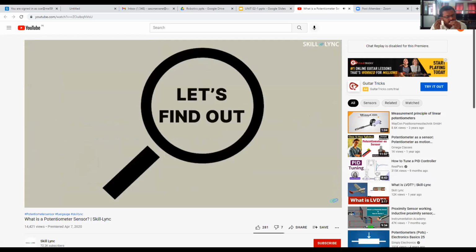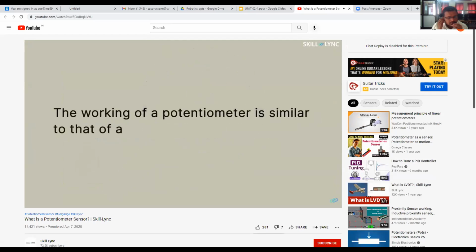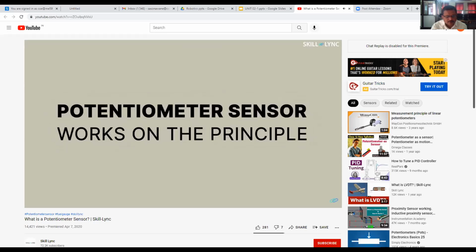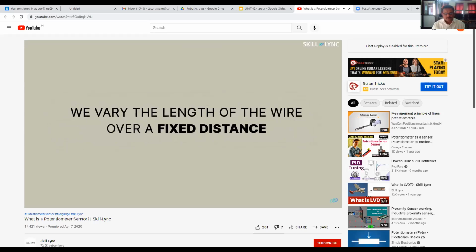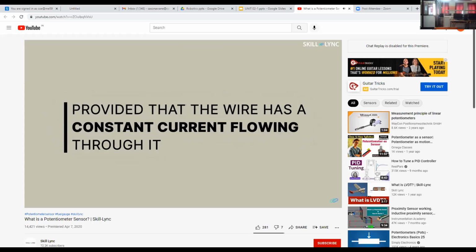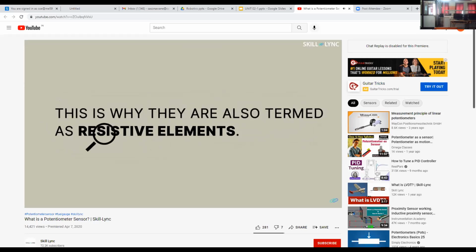So how does this happen? Let's find out. The working of a potentiometer is similar to that of a rheostat. Potentiometer sensor works on the principle that as we vary the length of the wire over a fixed distance, the corresponding resistance changes, provided that the wire has a constant current flowing through it. This is why they are also termed as resistive elements.